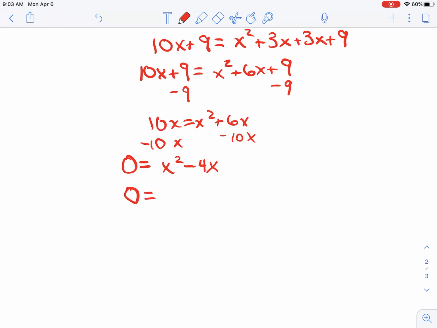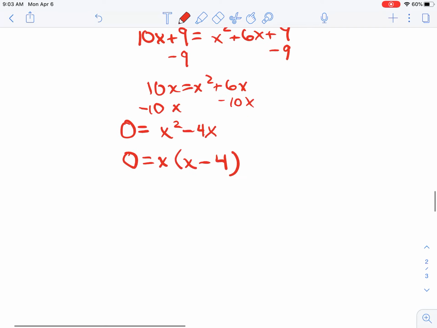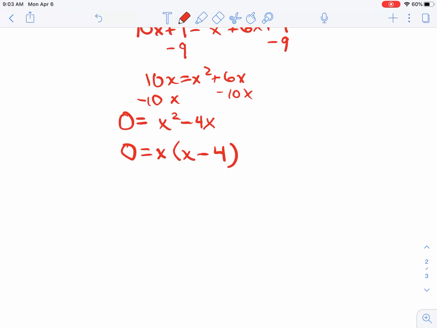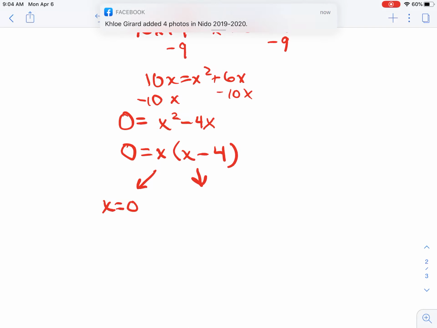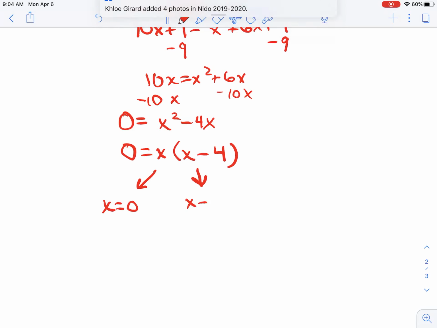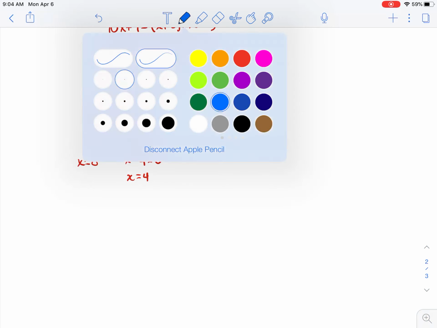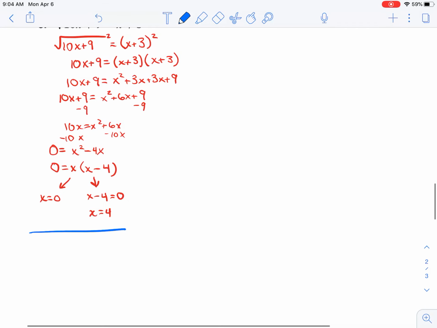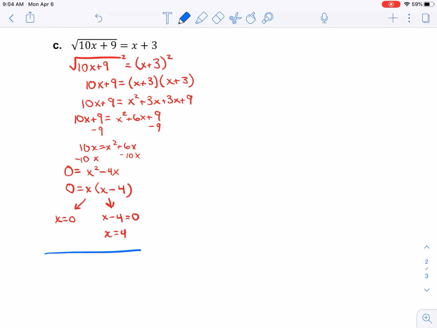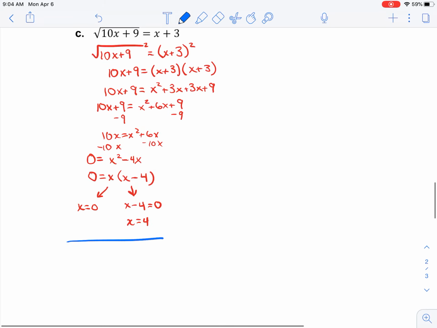This one we don't even have to really factor it, because then we have these two solutions basically, x and x minus 4. So one of your solutions then is that x equals 0, or x minus 4 equals 0. Add 4 to both sides, you get x equals 4. Okay, so there are our two possible solutions. We need to check these. Let's check x equals 0 first.